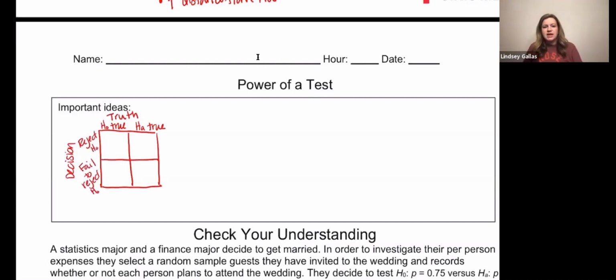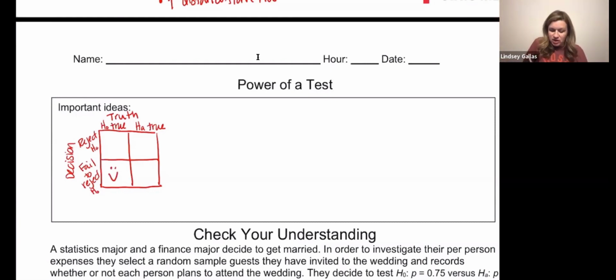And what I want to do is take a second here and think about which of these decisions are good. So for example, if the null hypothesis is true, what should we do? Well, we should fail to reject the null. That is a good decision. So what I'm going to do here is just put a smiley face. That's a good decision.